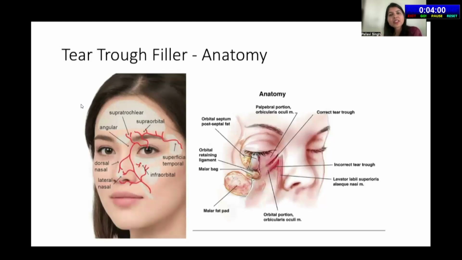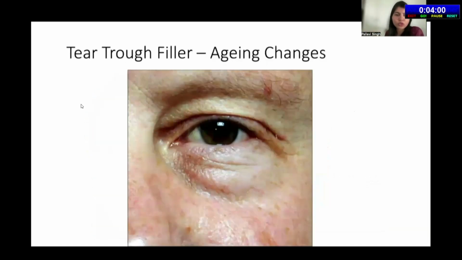When you look at the tear trough anatomy, there are a couple of important structures. You need to look at the orbital retaining ligament, which I would say is the most important area. It forms the barrier between the orbital fat prolapse, which is superior to it, and the malar fat pad, which is below it. Essentially, there's thinning of the tissue above the orbital retaining ligament, which causes a trough in this area, which looks very obvious and is what most patients come for.